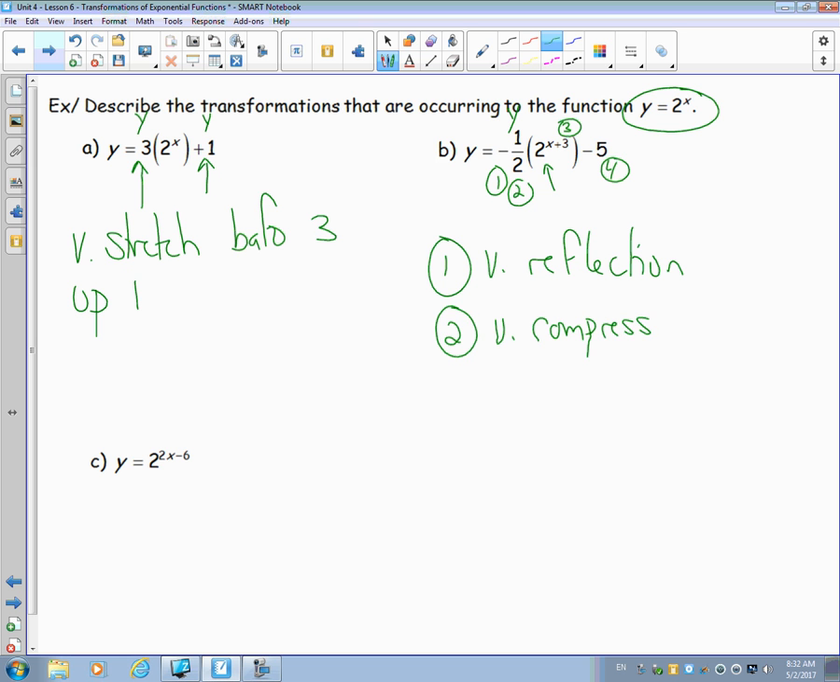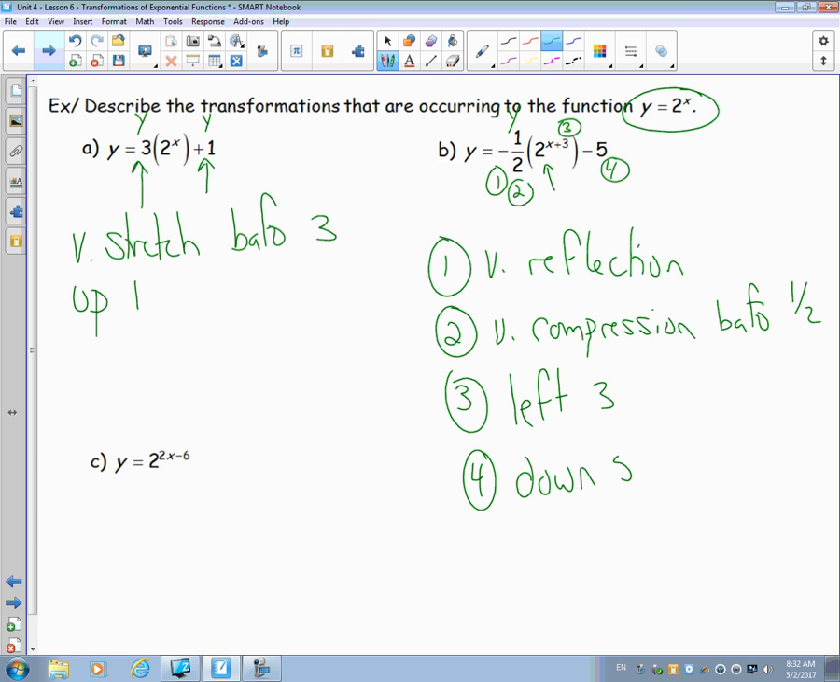And it says cut it in half. So we're going to vertically compress it by a factor of 1/2. It gets smaller vertically. Number 3, that's inside the bracket. It's acting on the x's. X's do the opposite. So instead of adding 3, we have to subtract, or in other words, we go left 3. And number 4, outside the bracket, a y thing, we're going to go down 5. And as I've been saying, those are the same kind of transformations you would have done when we looked at absolute x or root x or any of those other ones.